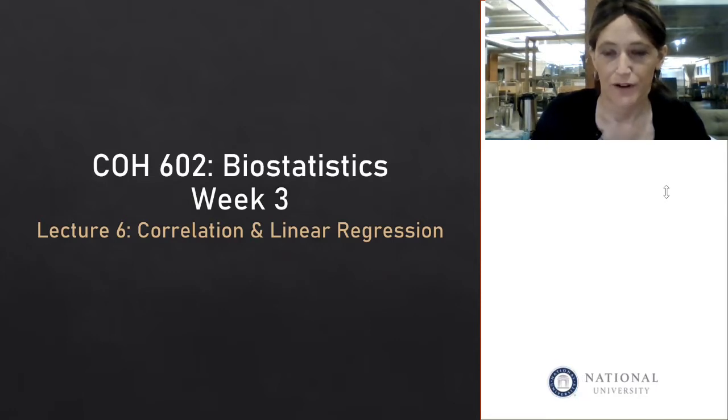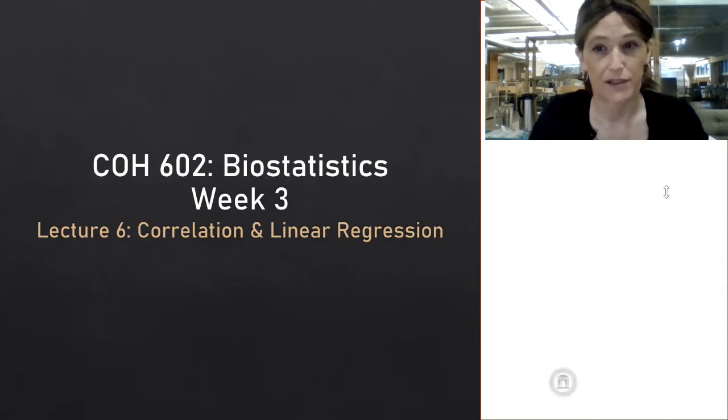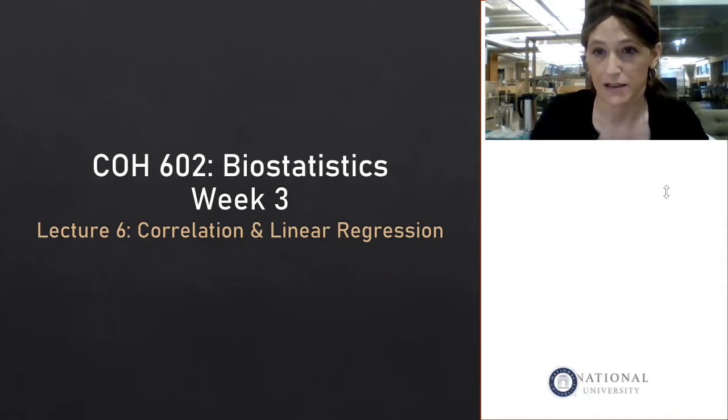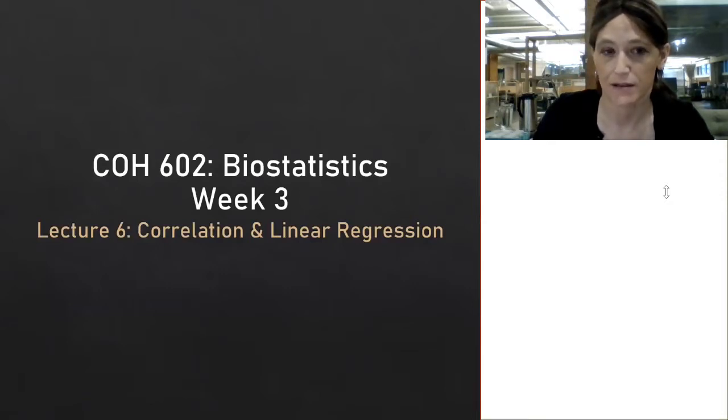So far, we've looked at the relationship between a categorical variable and a continuous variable when we looked at t-tests. We've also looked at categorical variables against categorical variables when we did the chi-square test. But what we haven't talked about is when we have two interval or two continuous measures, how do we assess the relationship between those? And that's going to be the topic of correlation analysis.